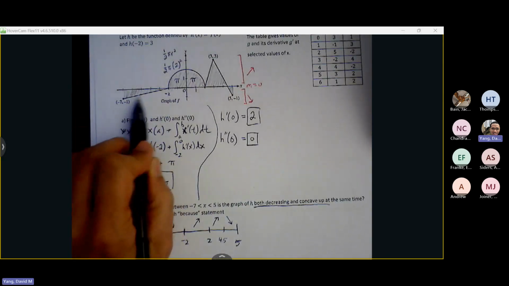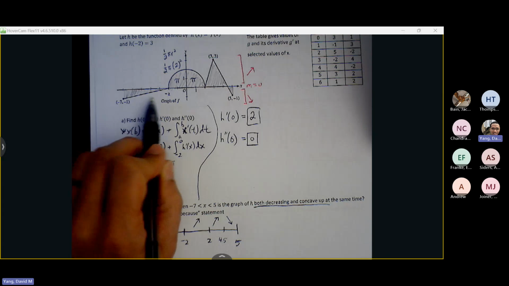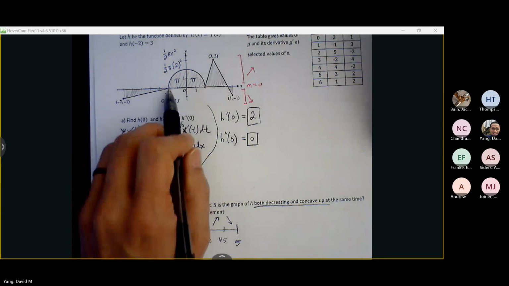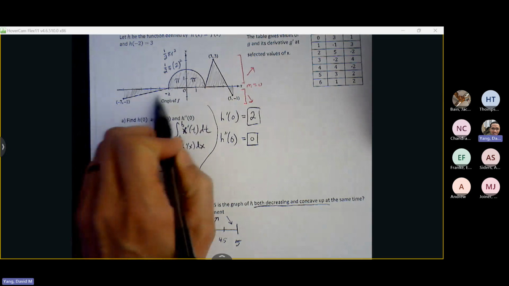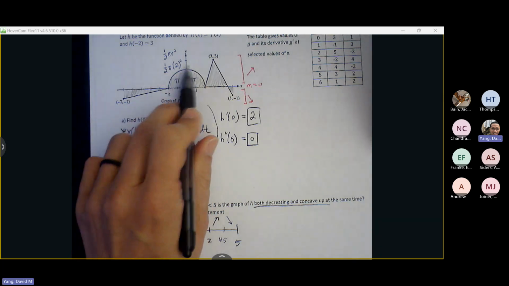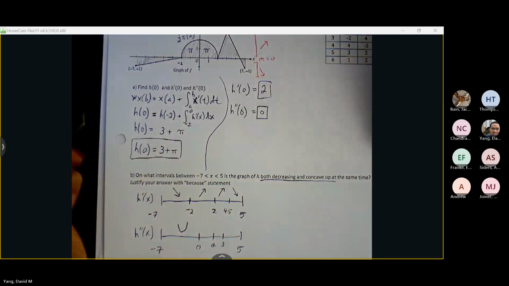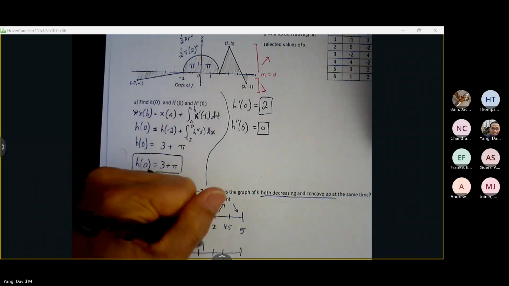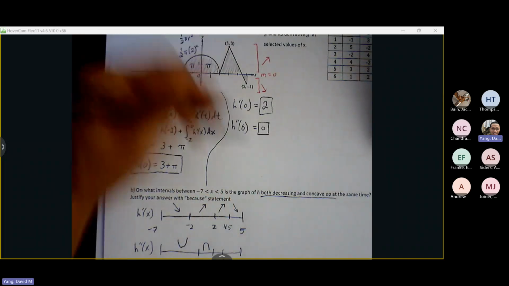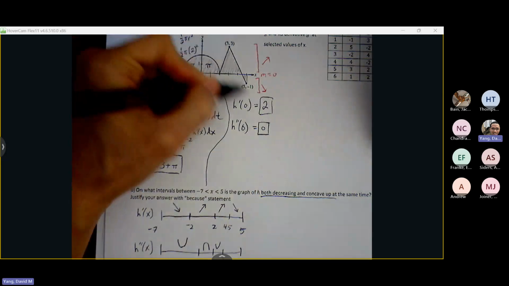Now we look at the slope. Positive slope on the h prime graph means concave up. Still a positive slope, concave up. So concave up all the way here. Negative slope means concave down. Positive slope, concave up. Negative slope, concave down.